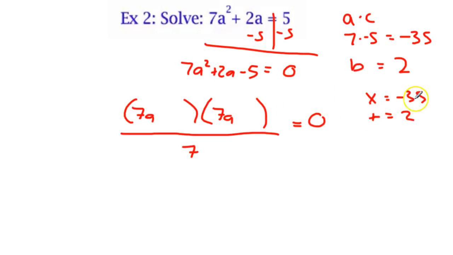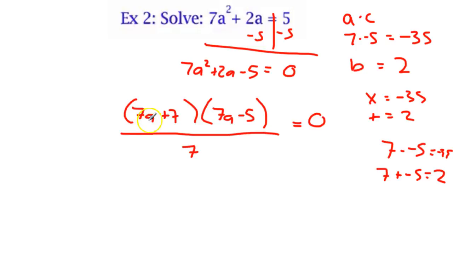Alright, well, 7 times 5, that's 35. If I make one of them negative, either the 7 or the 5, then it'll equal negative 35. If I want them to equal 2, I think the 7 should be positive, right? So if I do 7 times negative 5, that equals negative 35. And if I do 7 plus negative 5, that equals 2. Alright, so that works for what I want. So if I put plus 7 here and minus 5 there, does that work?